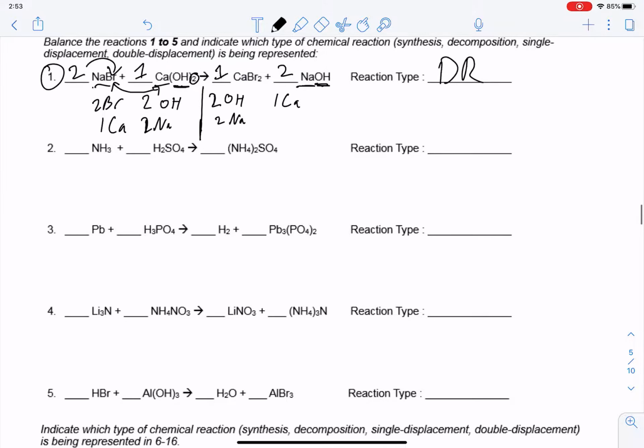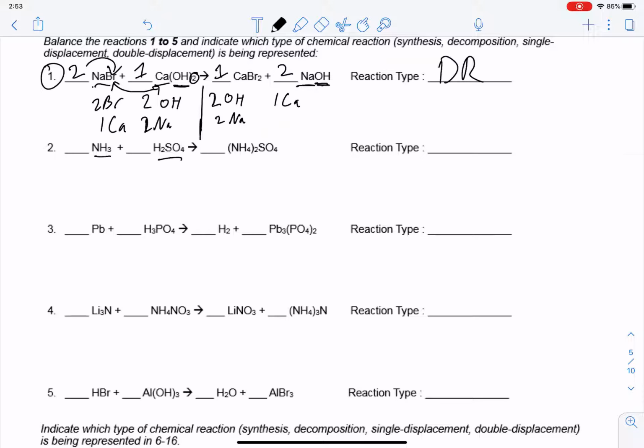All right, moving on to the next one. We have NH3 plus hydrosulfuric acid plus ammonia plus sulfate. Okay, so to do the type of reactions first, we can see we have 2 molecules here and form 1 at the end. This is going to be a synthesis reaction, right, where we are adding 2 things up to get 1 bigger molecule.